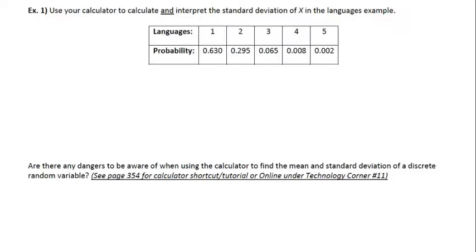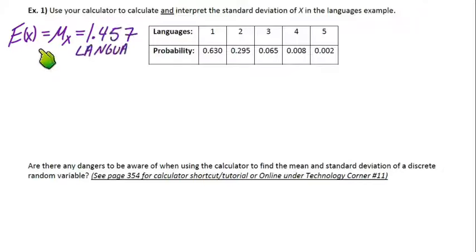So example 1 says, use your calculator to calculate and interpret the standard deviation of x in the languages example. So I've brought back the data table from the languages example, and we already calculated the mean for this. So the expected value, or the mean, was 1.457 languages. So to get the standard deviation, we're going to start with the variance of x, which isn't just sigma, it's sigma squared.